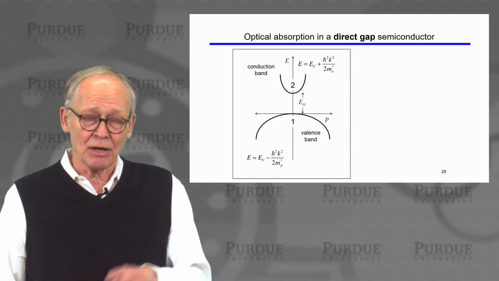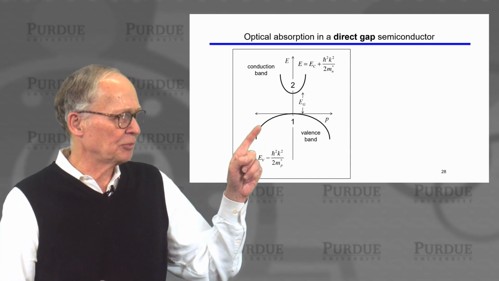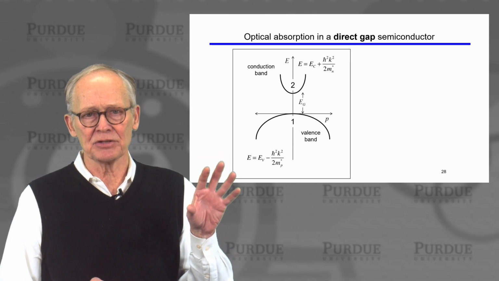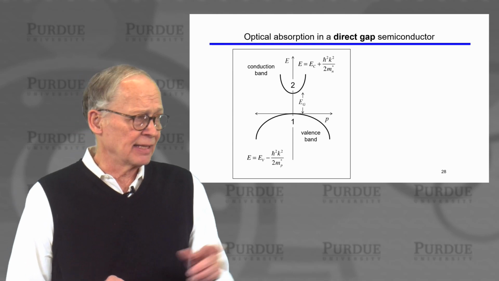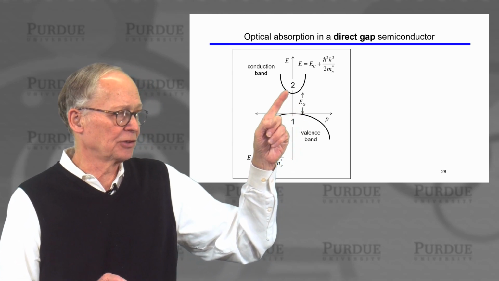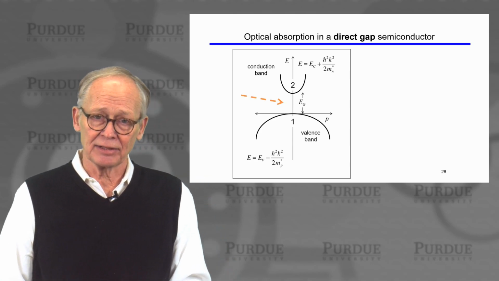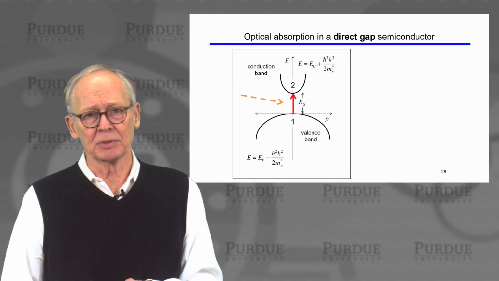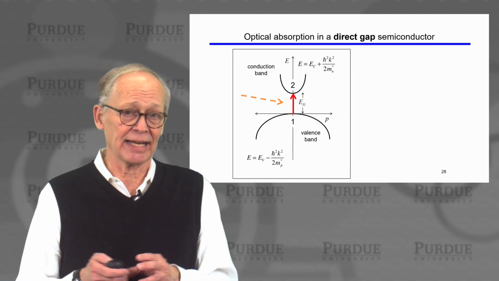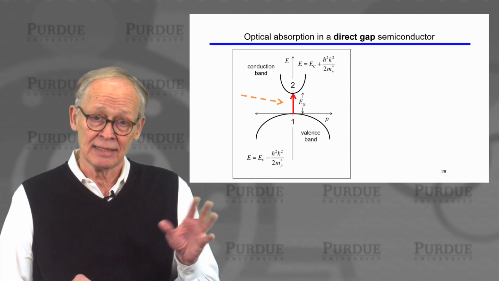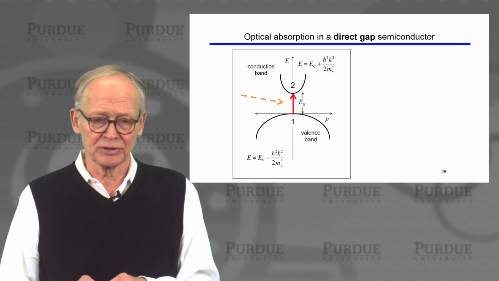Okay, now let's look at this absorption process in a direct gap semiconductor. Remember that a direct gap semiconductor is one where if we plot energy versus k, or energy versus crystal momentum, ħk, the maximum of the valence band occurs at the same location as the minimum of the conduction band. Now, if we shine light on a semiconductor like this, we can promote an electron from the valence band to the conduction band. The momentum does not change. They're at near k equals 0 or p equals 0 in both cases, which is good because a photon carries very little momentum. So momentum is conserved in this process.